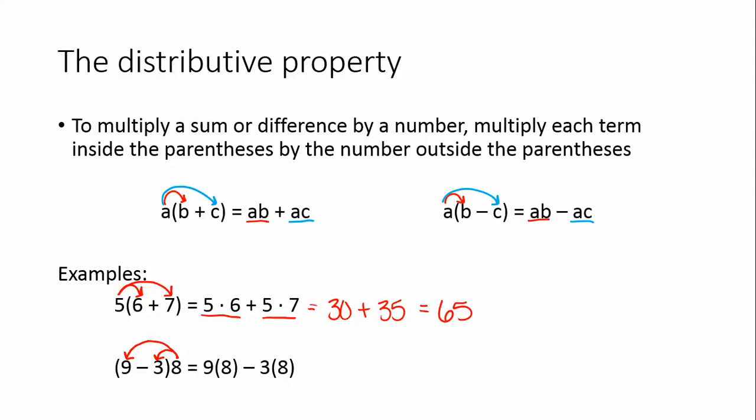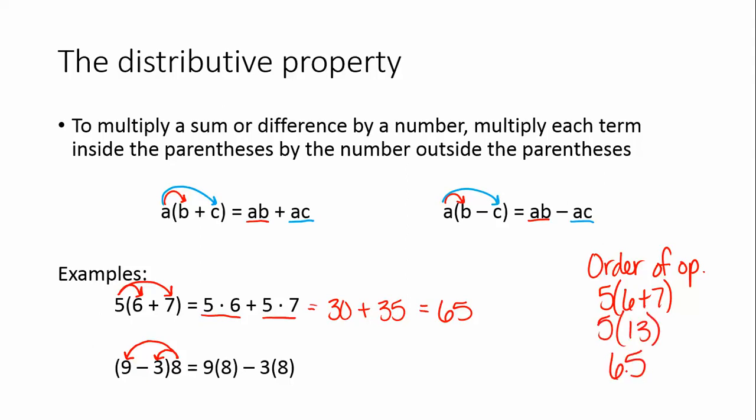So if we did it the old-fashioned way, let's go over here. If we did it using order of operations, I would have 5 times 6 plus 7. That would be 5 times 13. And 5 times 13 is 65. So you can see that you still get the same answer. In your homework, though, I will specifically say use the distributive property, which means we need to be doing it this way we have over here on the left.